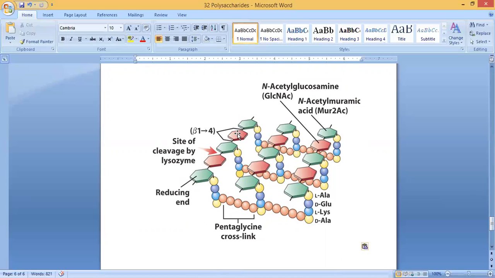Okay, so here is the beta 1,4 glycosidic bond, here are the N-acetylglucosamine units, and this is the N-acetylmuramic acid. Okay, and this is the pentaglycine cross link.